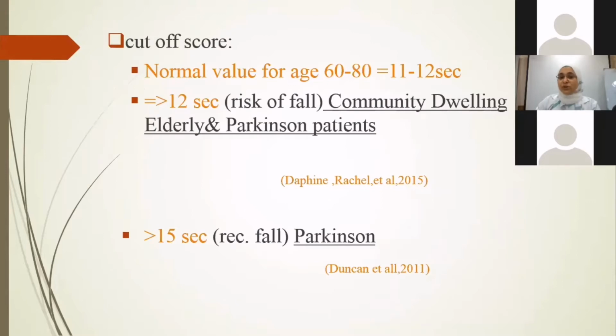So the normal score value, because we are dealing with old age Parkinson patients, from 60 to 80, the normal for them is 11 to 12 seconds. For any other age below 60, it will be like 9 to 10 seconds. So only for our Parkinson patient or old age will be 11 to 12 seconds. More than this is considered that the patient has risk of fall and also bradykinesia, slowness of the movement. More than 15 seconds means this patient has recurrent falls.